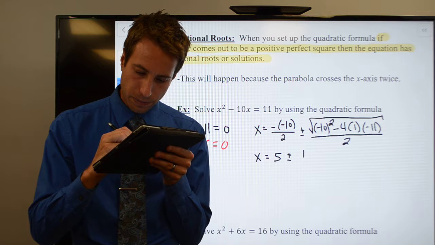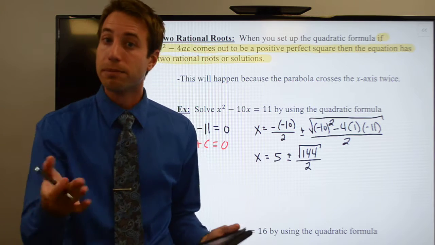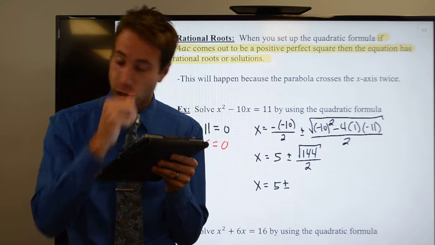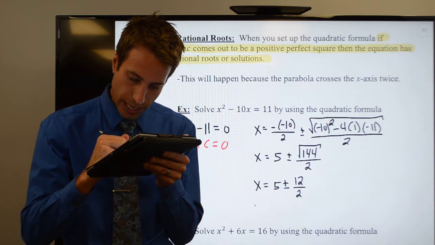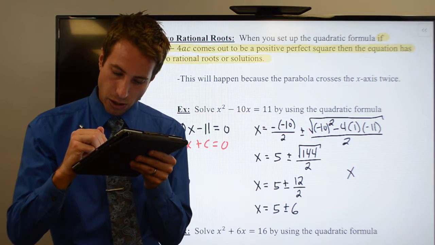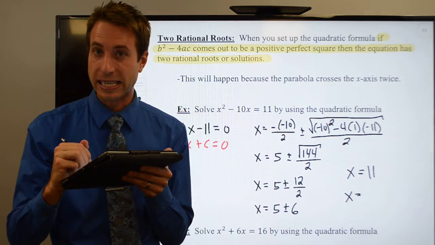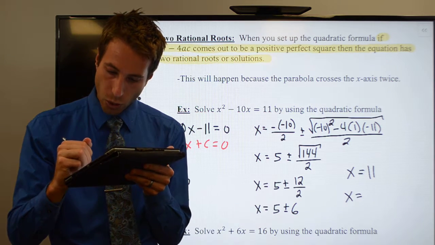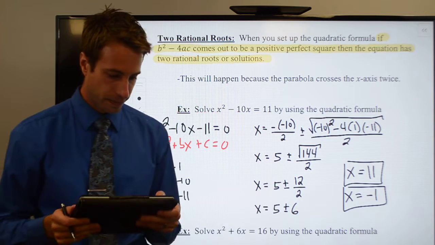So the square root of 144 all over 2. But 144 is a perfect square. It's 12. So we wind up with x equals 5 plus or minus the square root of 144, which is 12. So 12 over 2, which is actually 6. And so my two answers are 5 plus 6, which would be 11, and 5 minus 6, which is a negative 1. Quadratic formula. Let's try another one.